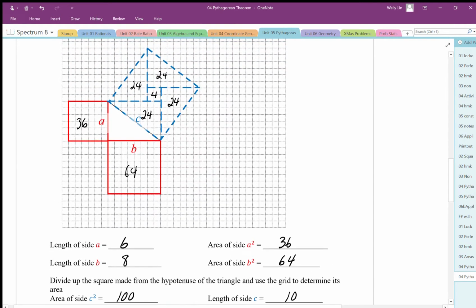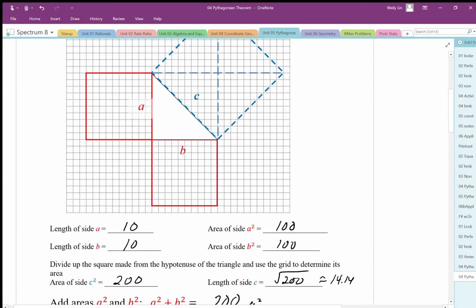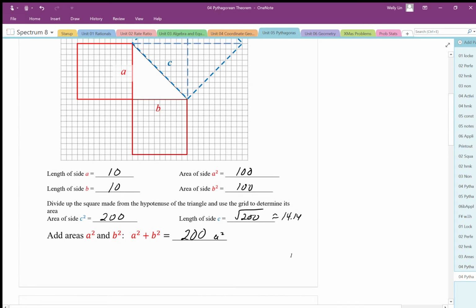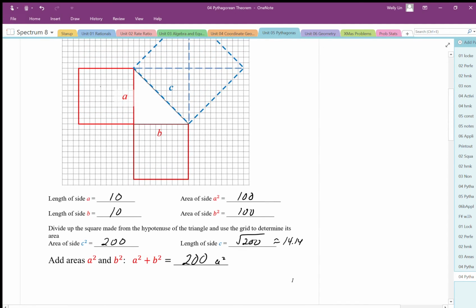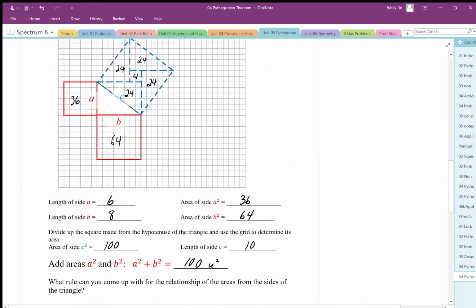Now, it's important to recognize that the relationship seems to be with the three areas. It's nothing to do with the side lengths, because 10 plus 10 does not equal 14.14. The side lengths, there doesn't seem to be a relationship. But there seems to be a relationship between the three areas, the three squares. So here's the same thing. There doesn't seem to be a relationship with the side lengths. 6 plus 8 does not equal 10. But this square and this square seem to add up to that diagonal square.